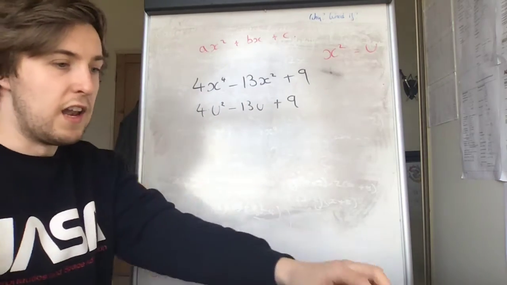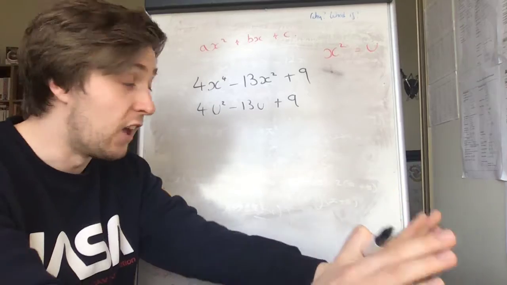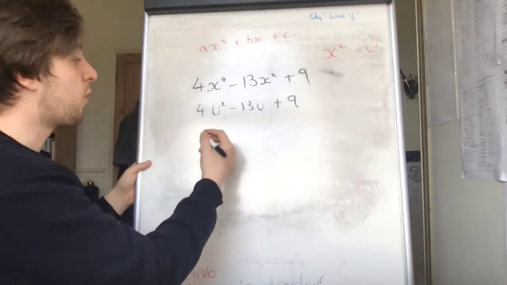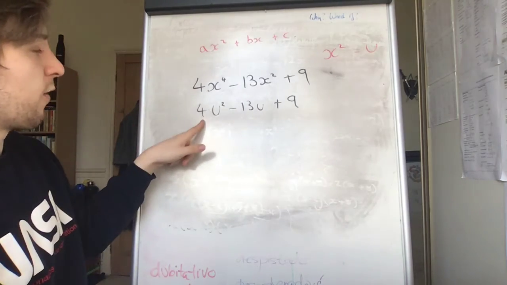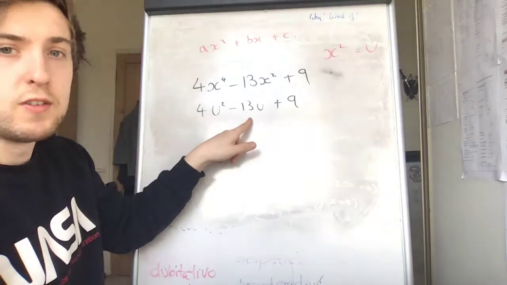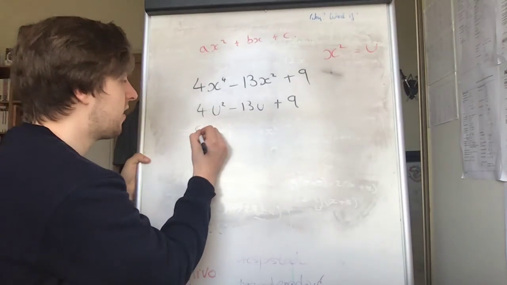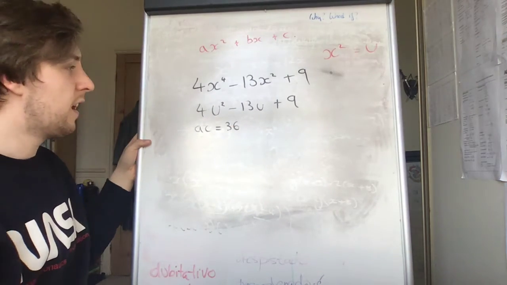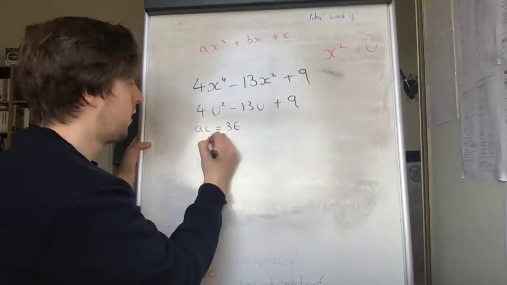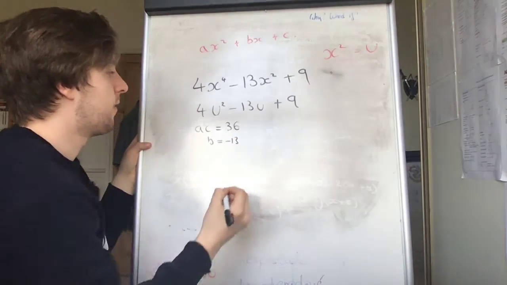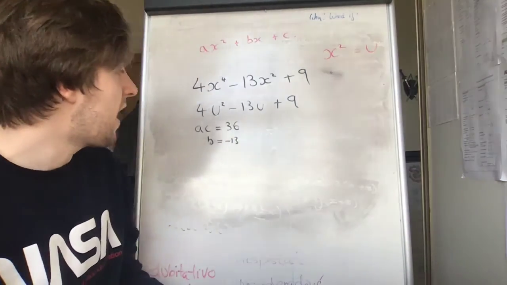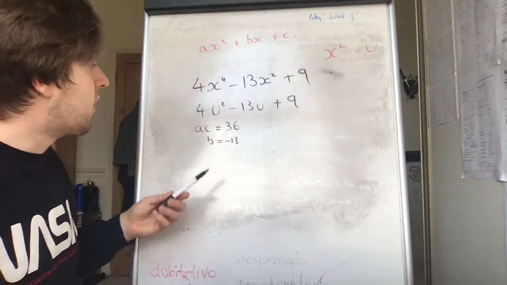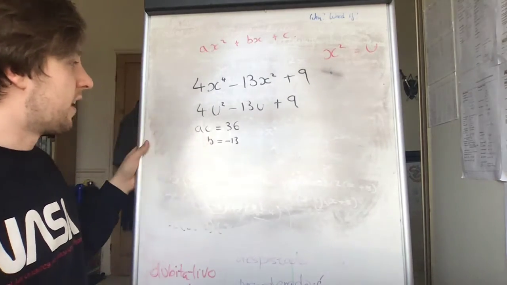Okay, so let's just deal with this equation as we would always do. First of all, we need to work out what's a, what's b, what's c, and we know that a is 4, b is negative 13, and c is 9. Now, a times c equals 36, and b equals negative 13. And so as I would always do, I would work out what can multiply together to make 36 but add together to make negative 13.